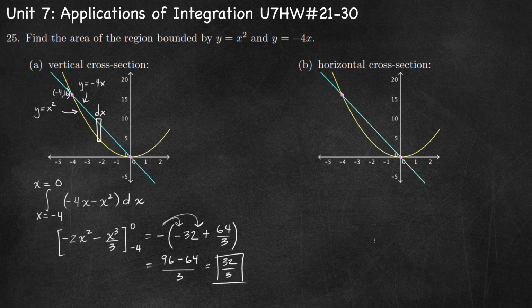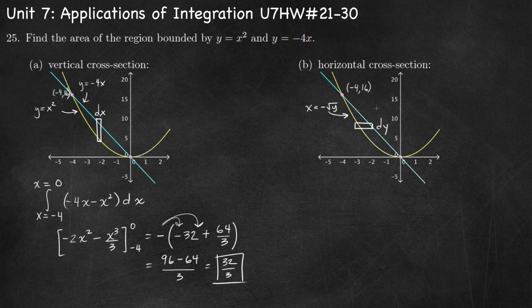If we try this one using a horizontal cross-section, then this becomes a dy problem. Points of intersection are the same, (-4, 16) and (0, 0). And now we have to solve our equations for x. So where we had y equals x squared, now we have x equals plus or minus square root of y, but this is the left side of the parabola, so it's negative square root y.